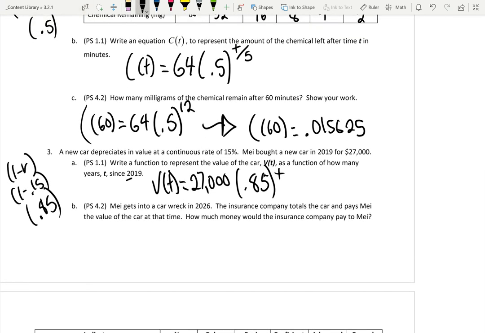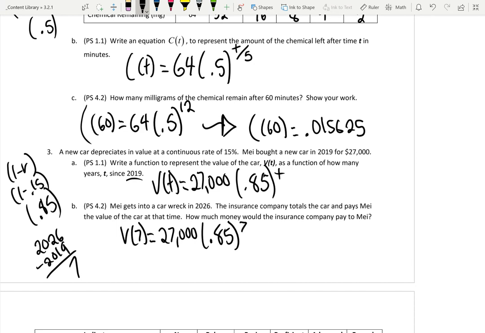Well, when did we buy the car? 2019. So 2026 minus 2019 is going to be 7 years. I need to use my equation for 7. V of 7 is equal to 27,000 times 0.85 to the 7th power. V of 7 is going to turn out to be a check worth $8,655.58. Now, in this problem, if you did V of 2026, you would get a much larger value.